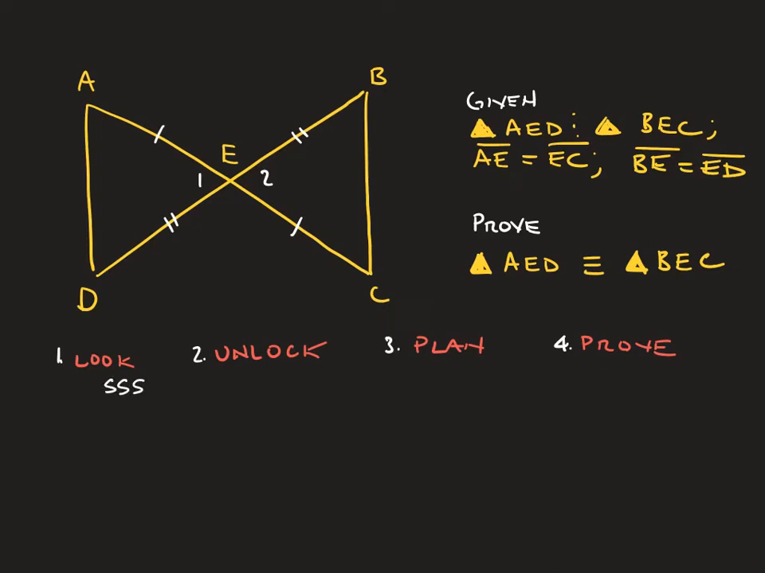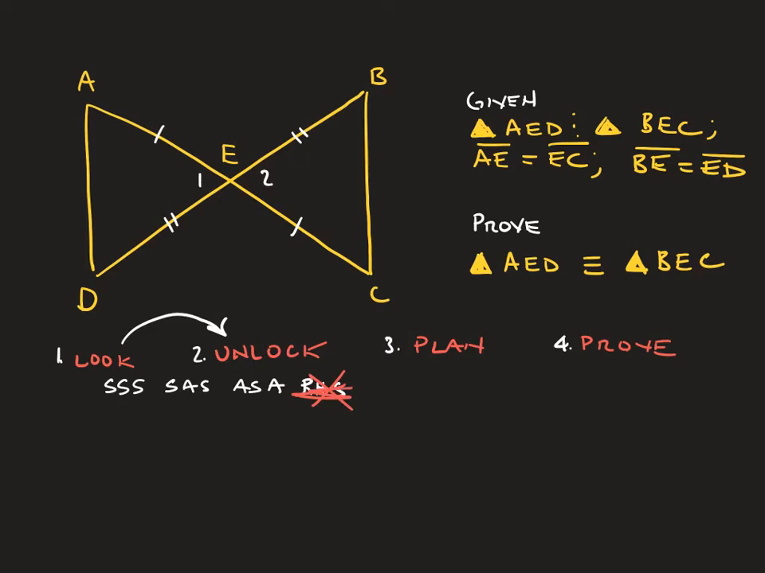We have side, side, side; side, angle, side; angle, side, angle; and RHS for the right-angled triangles. And what we do going from step 1 to step 2 is look and see what things we have in common and delete the things that don't make sense. If we think about these two triangles, we don't know if there's a right angle here, so we cross that out. It doesn't make sense.